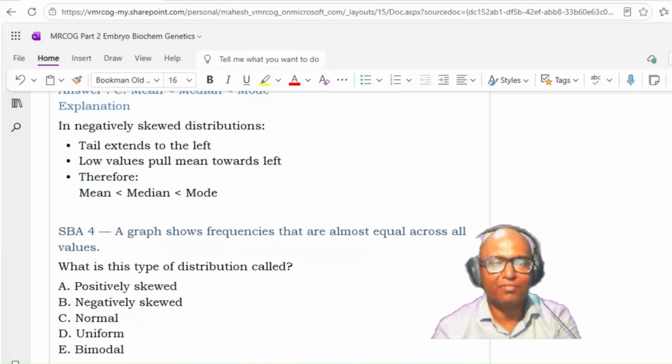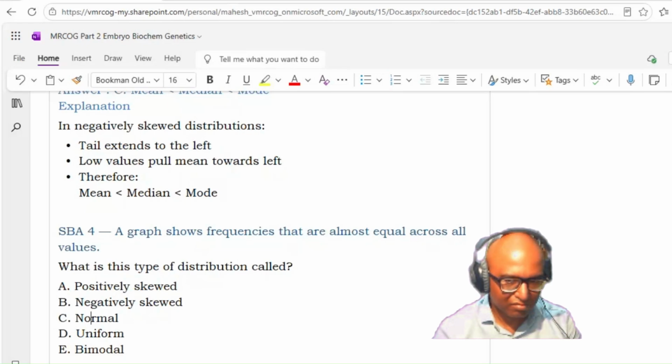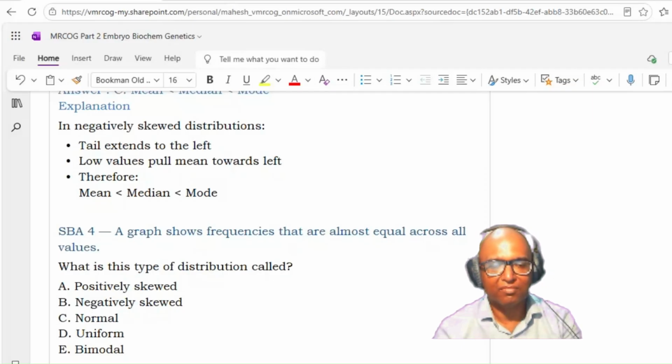Next. Question number 4. A graph shows frequencies that are almost equal across all values. What is this type of distribution called? A, positively skewed. B, negatively skewed. C, normal. D, uniform. E, bimodal. Sir, this is normal distribution.